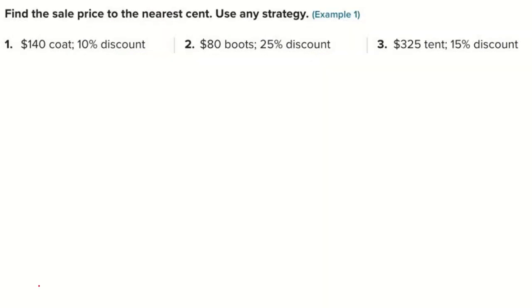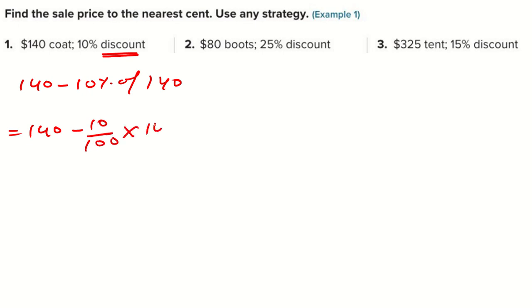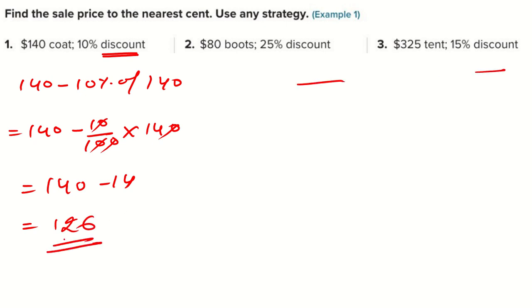Now next question can be, find the sales price to the nearest cent. Okay, now you see here it is discount. So if it was tax, you will plus. If it is discount, then you will minus. So total price will be 140 minus 10% of 140. So this is 140 minus 10% means 10 divided by 100. Of means multiply 140. 1 0 cancel here, 1 0 cancel here. So 140 minus 14 and it will be equal to 126.